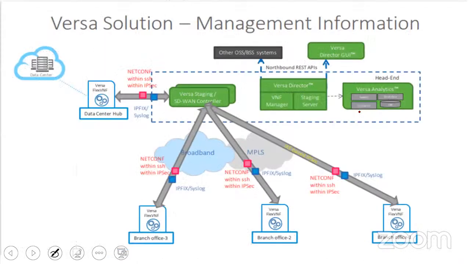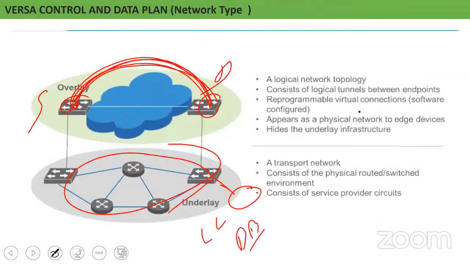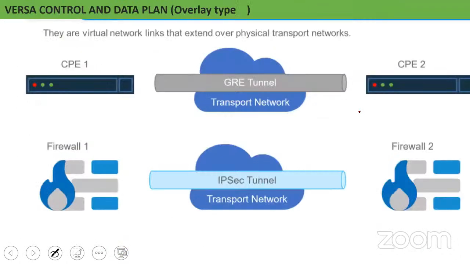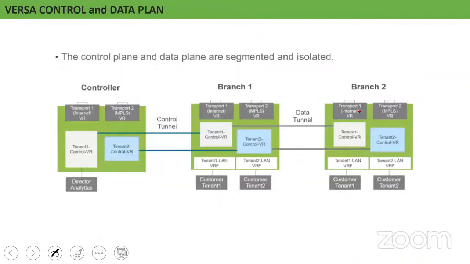Okay, one more slide. So if you talk about how this is going to form, how the control plane and data plane are segmented and isolated from each other, multiple engineers have confusion about how this control plane traffic works. What about the LAN VRF? What about the transport VRF? So this is just a diagram that will show you how it's isolated.